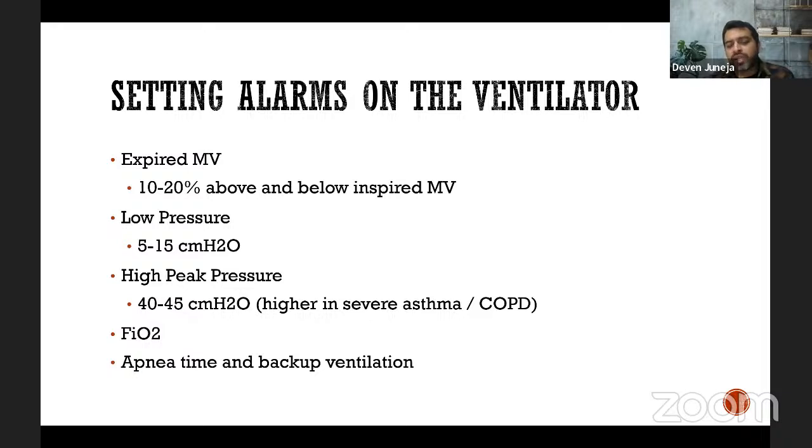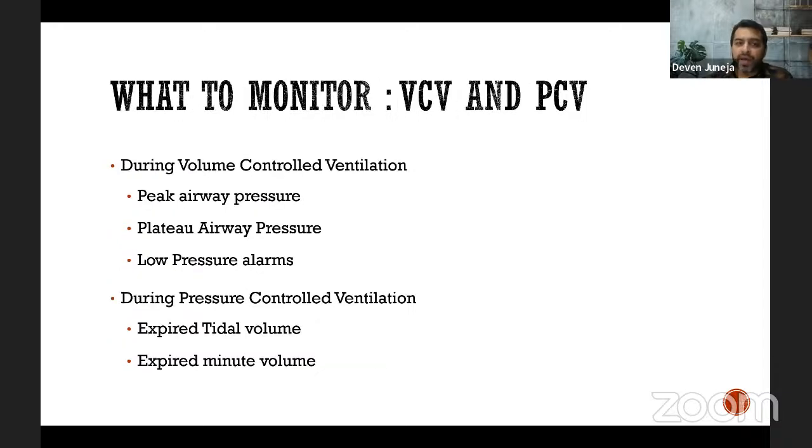Your target is to keep the peak pressure less than 35 and plateau pressure less than 30 centimeters of water. But in certain patients, like in asthma, COPD, morbid obesity, the pressures might be relatively higher. So you might accept a higher pressure in those patients. Then you need to set the alarm for FiO2, and apnea time or backup ventilation. If the patient does not take a breath in a defined time period, the ventilator is going to deliver a breath. That is called the backup ventilation. So you need to set the alarms for that.